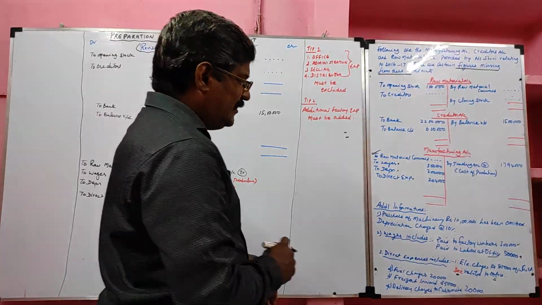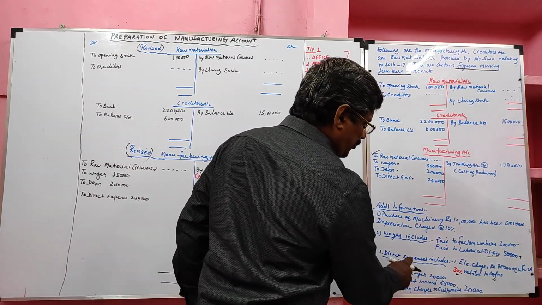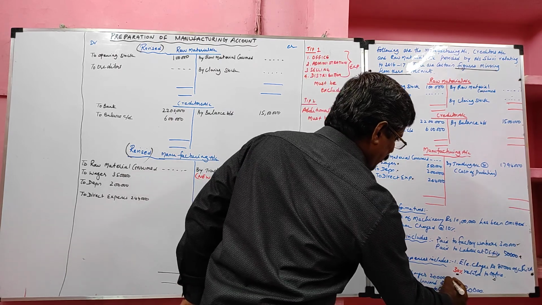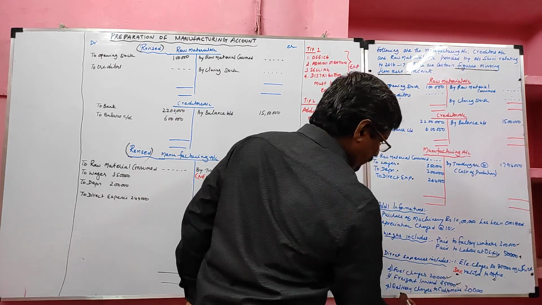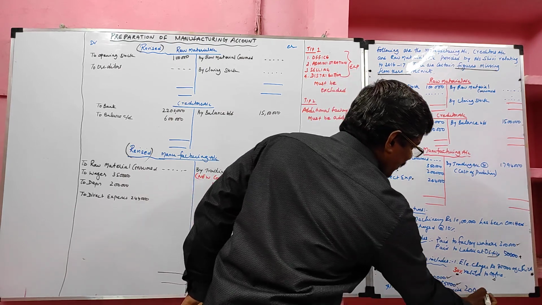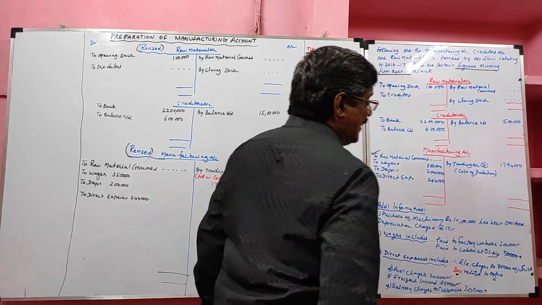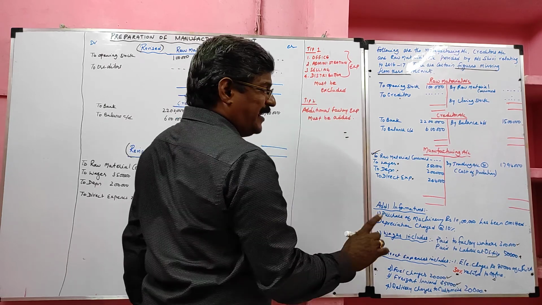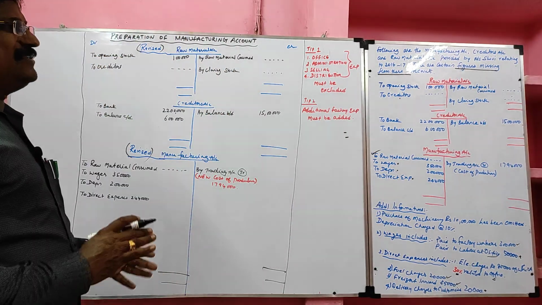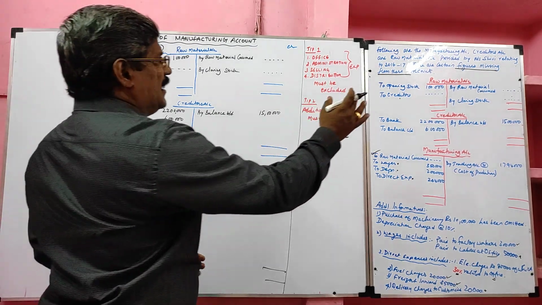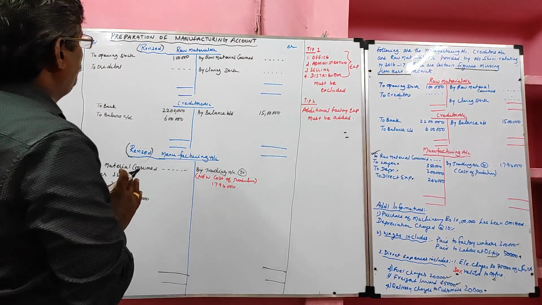Then fuel charges of 20,000 are included in the direct expenses. That is correct. Freight inward is a direct expense. Correct. Delivery charges to customers are selling and distribution expenses and should be excluded. Now I am going to find the missing information. Same thing I copied here.